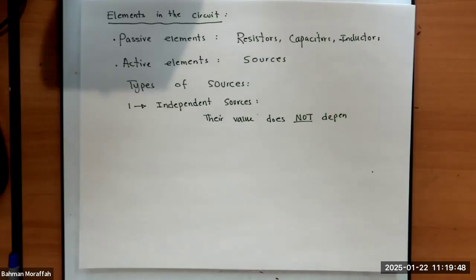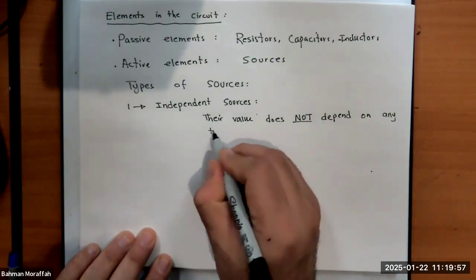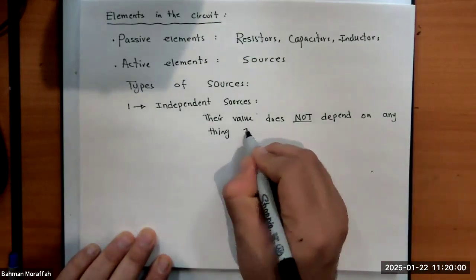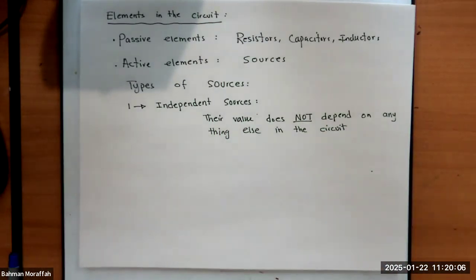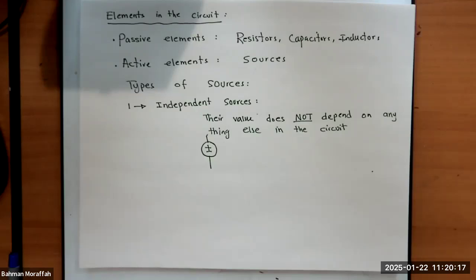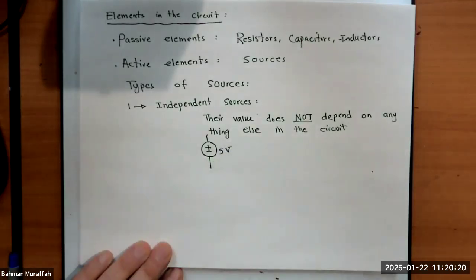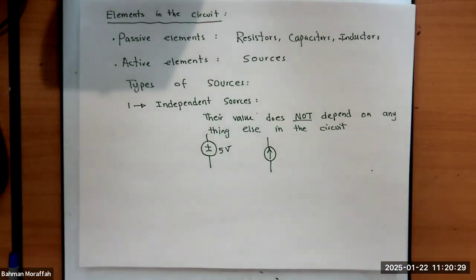So back to this. Independent sources, their value does not depend on anything else in the circuit. We have two types of independent sources. We have voltage sources, which we show with this circle with plus and negative. Let's say its value is 5 volts. So this is an independent voltage source. And this is an independent current source.